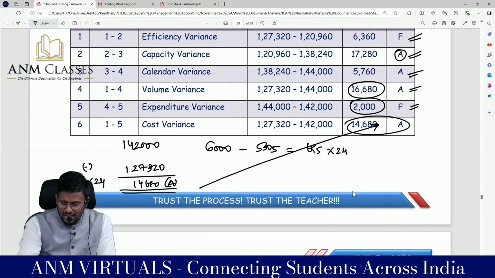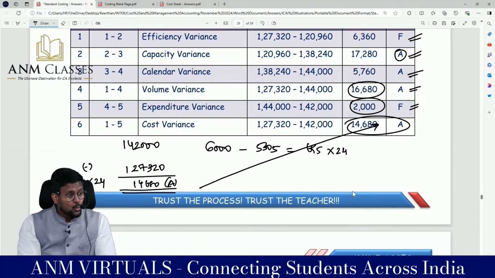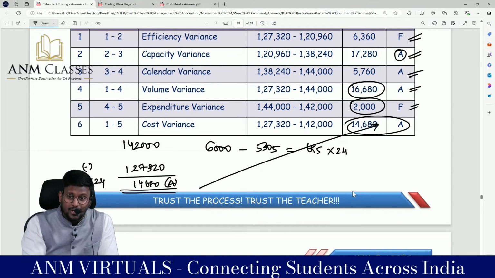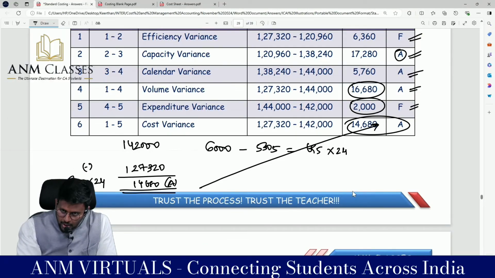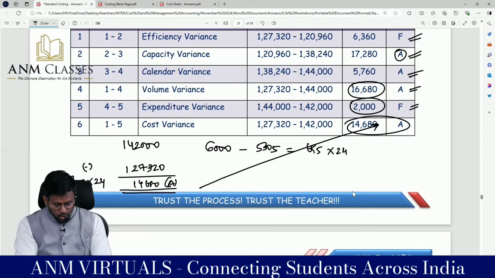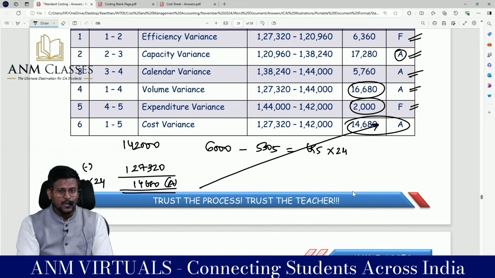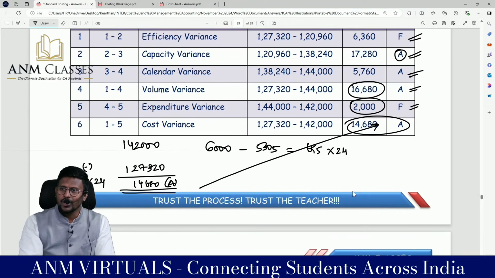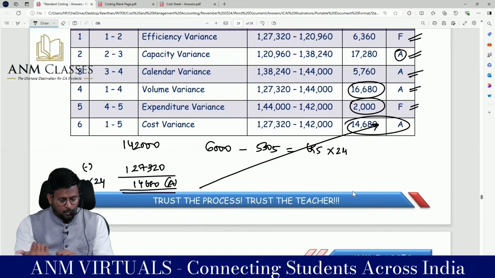Out of that 1,42,000, 1,27,320 has been absorbed. So that would have been transferred to the WIP ledger control account debit 1,27,320 to production overhead control account. Are you really with me? Yes, sir. So there is a short of 14,680. This will be transferred to the costing P&L account debit 14,680 to production overhead control account. Are you able to appreciate?